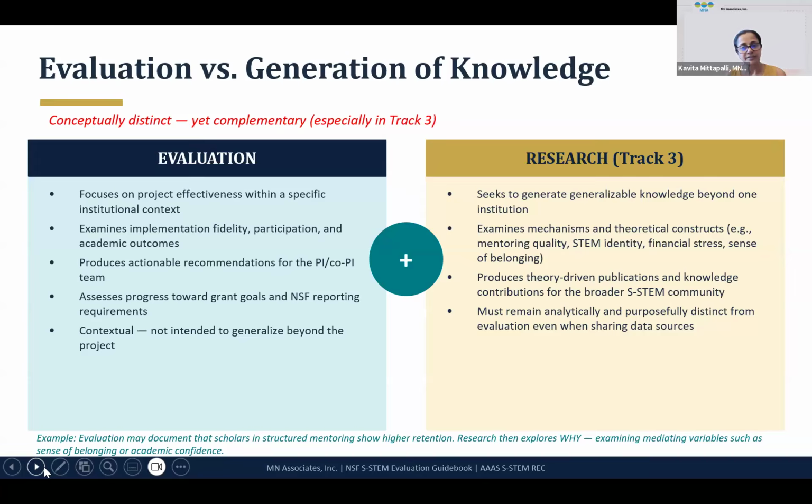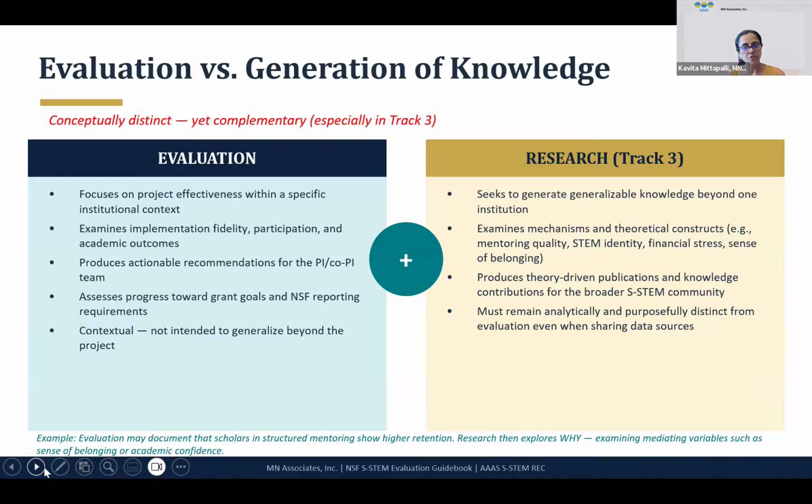So a useful example here is that the evaluation essentially documents that scholars in structured mentoring show higher retention rates, right? Research, on the other hand, would then ask, why is this happening? So research is essentially exploring the mediating variables, such as academic confidence or quality of the mentor relationships. So if you notice, it's the same kind of data, but there are different questions, different lines of inquiry, and different unit of analysis and audiences.